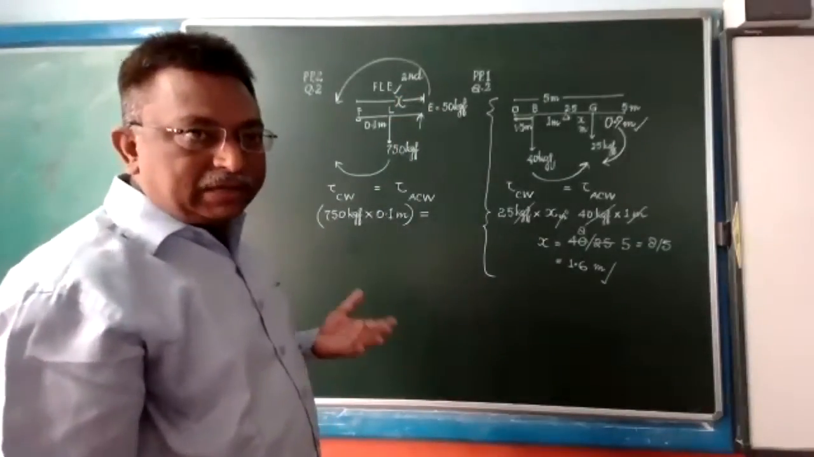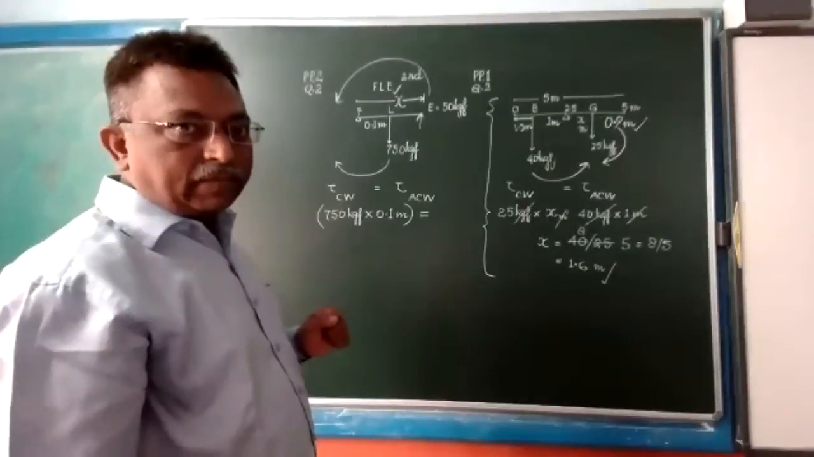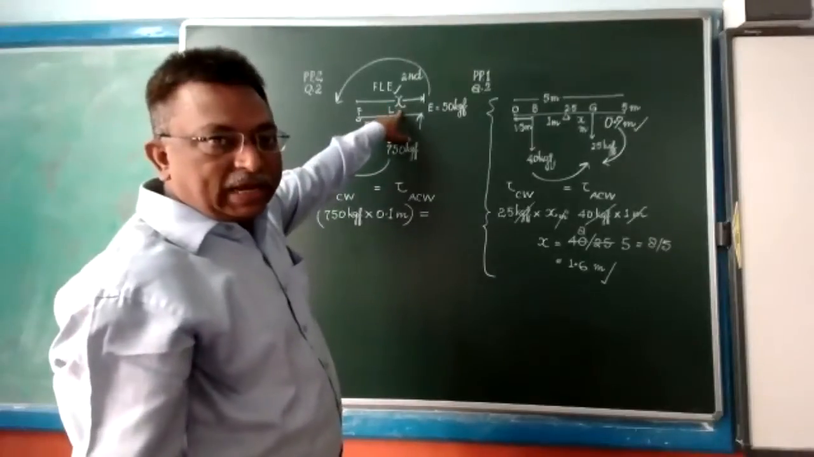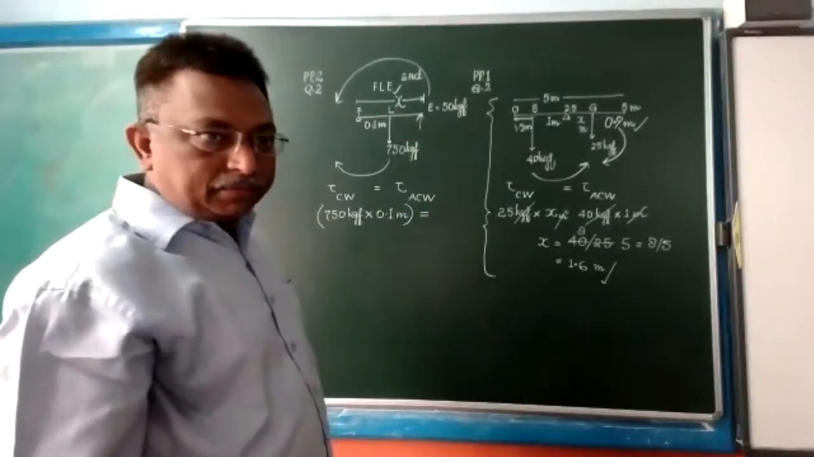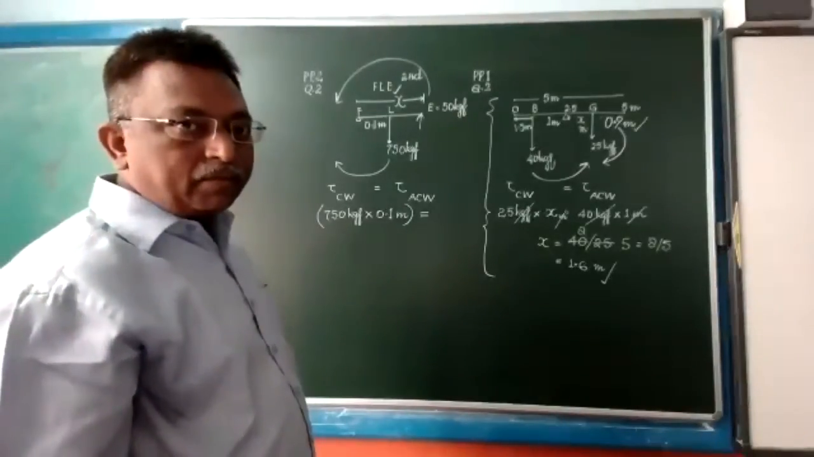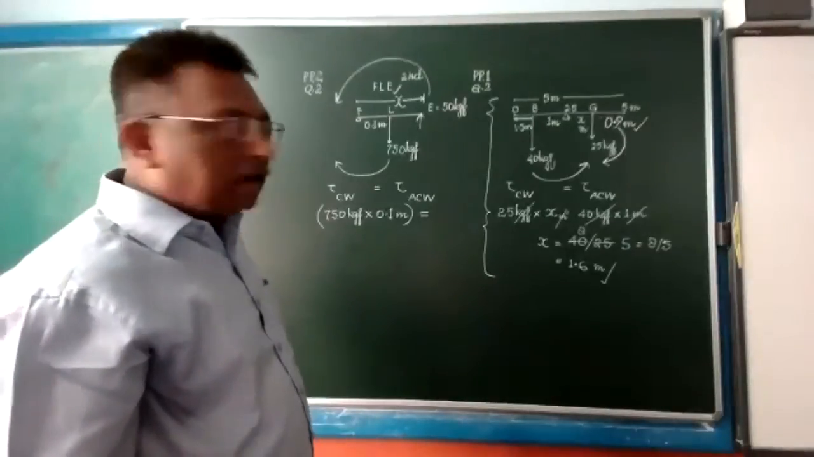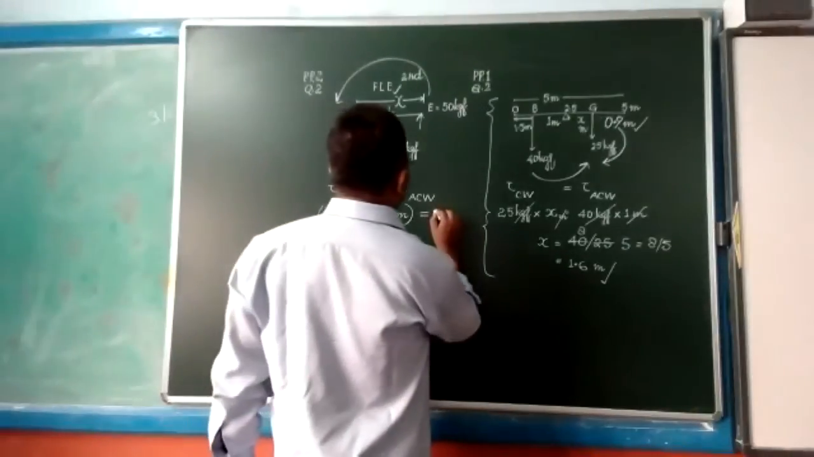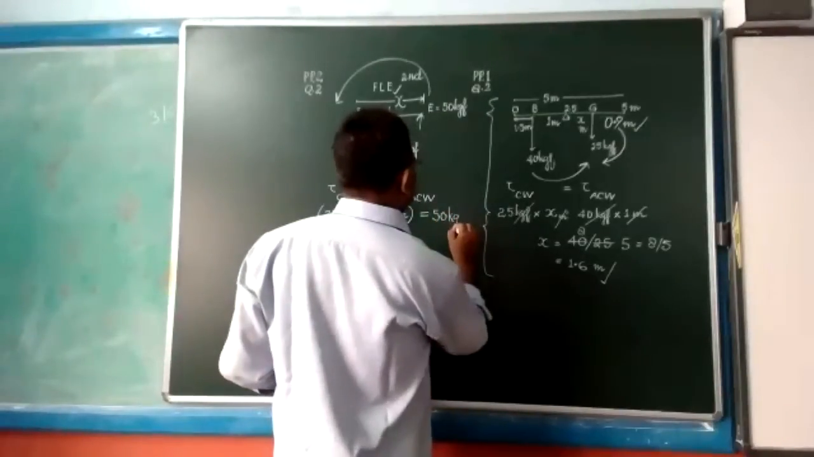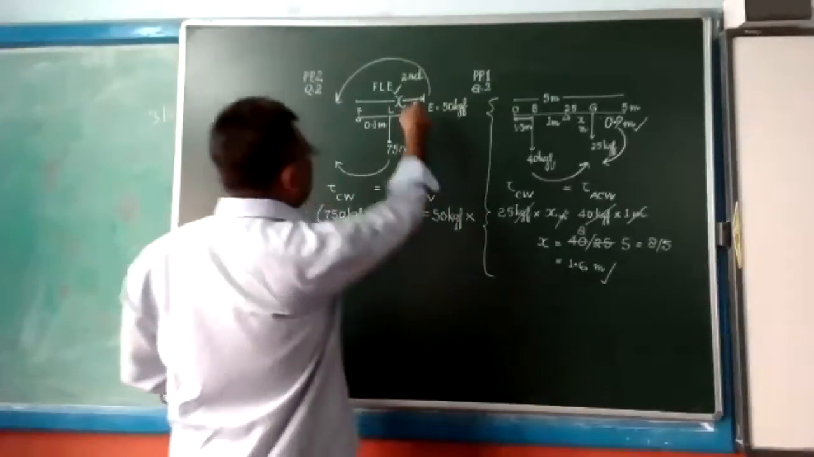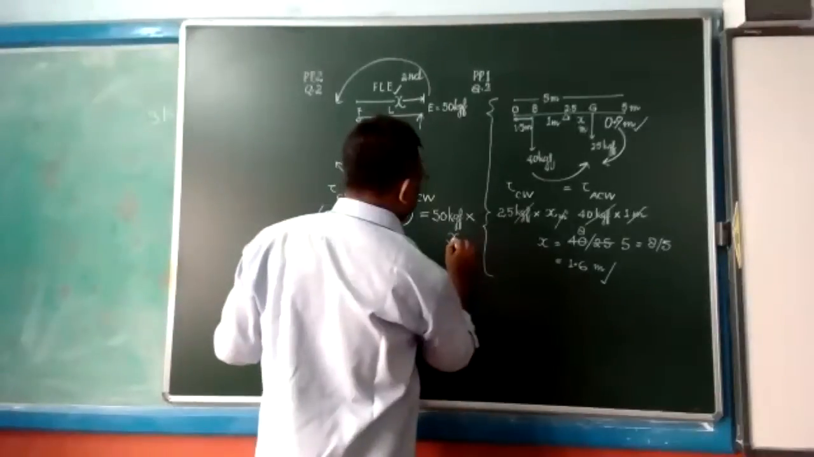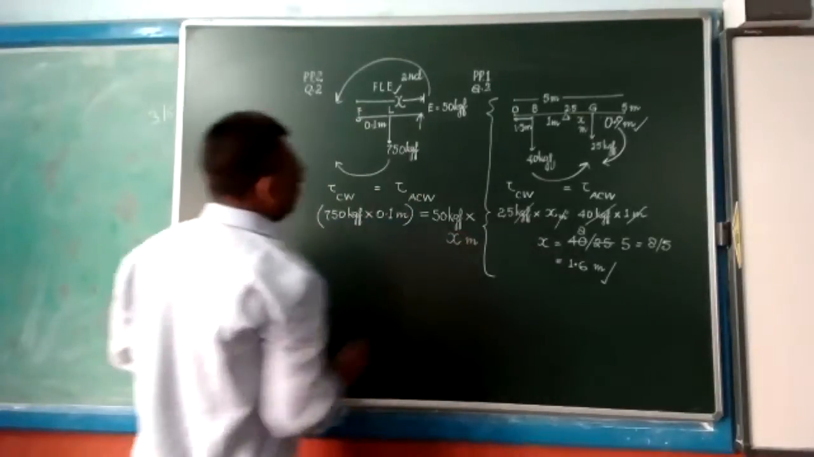We can say that effort distance is also x. The perpendicular distance of effort from fulcrum has been assumed here. Okay, x meter is assumed as the length of the second order lever as well as the effort arm. Clear? So 50 kg into effort arm. What is the effort arm? It is x meter. Clear?